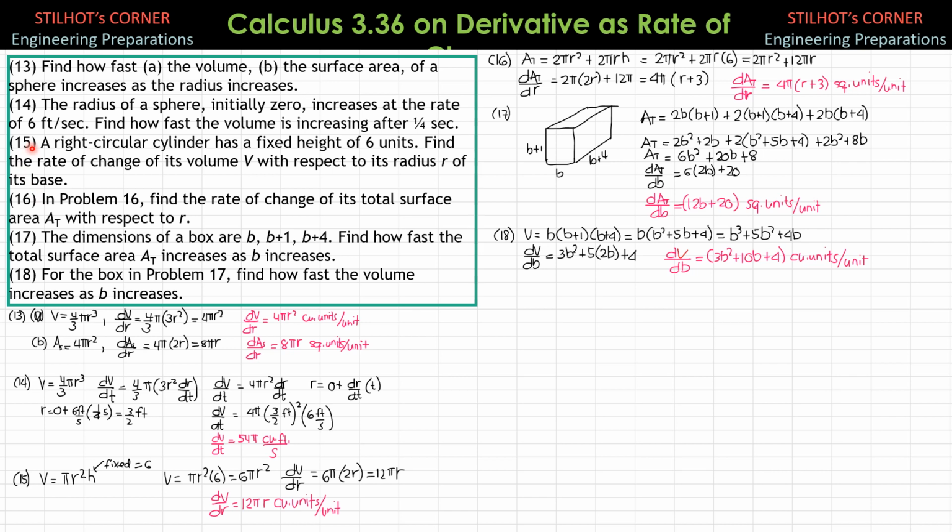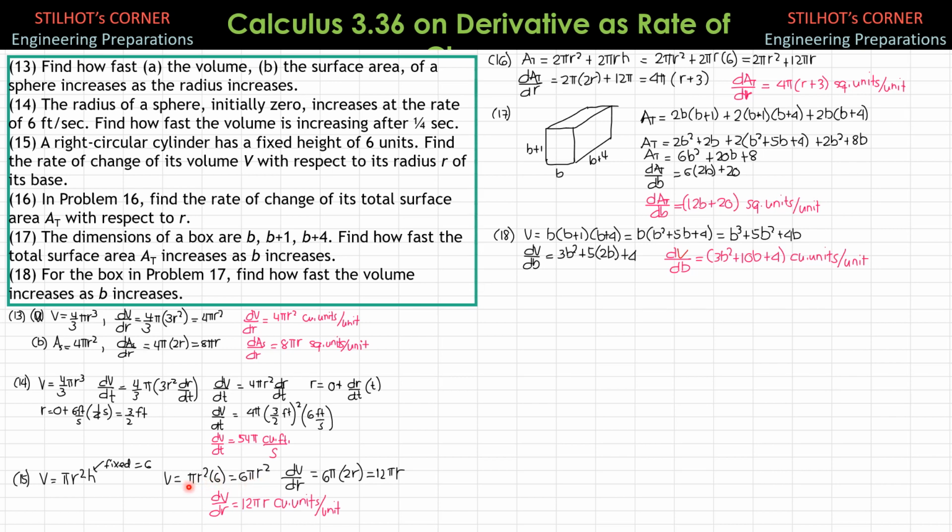Then number 15, a right circular cylinder has a fixed height of 6 units. Find the rate of change of its volume with respect to its radius r of its base. So set up volume of right circular cylinder, which is pi r squared h. H is fixed, so it is constant, which is equal to 6. So volume equals pi r squared times 6. So simplifying, 6 pi r squared.